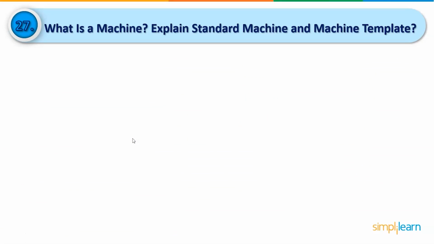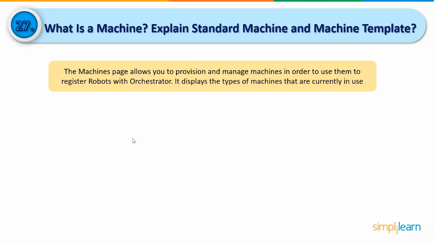What is a machine? Explain standard machine and machine template. The machine page allows you to provision and manage machines to use them to register robots with Orchestrator. It displays the types of machines that we currently have in use. It enables you to design your machine, whether standard or template.